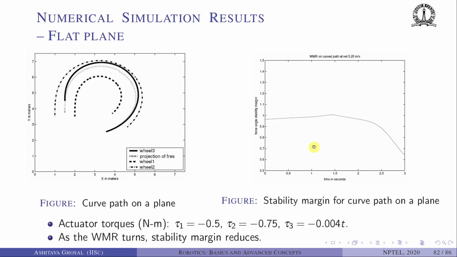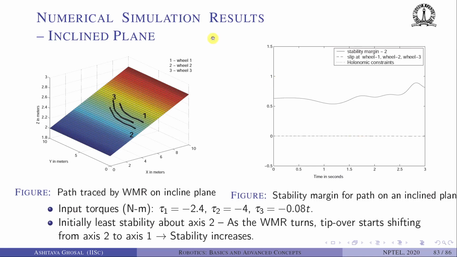So what does it say? That it is reasonably stable. This wheeled mobile robot can move on a flat terrain in a stable manner. When it is turning, the stability margin reduces a little bit, but nevertheless it's fine. Now let's look at this wheeled mobile robot on an inclined plane.